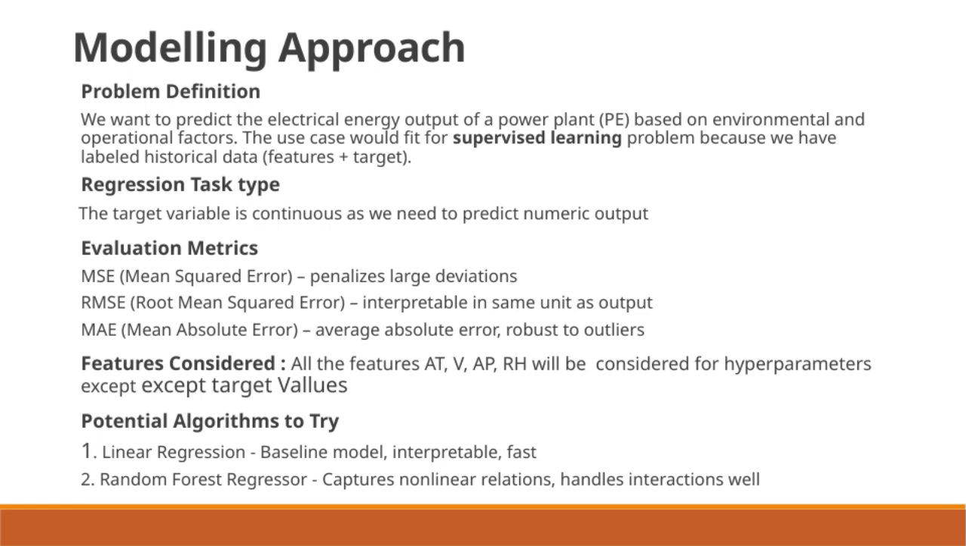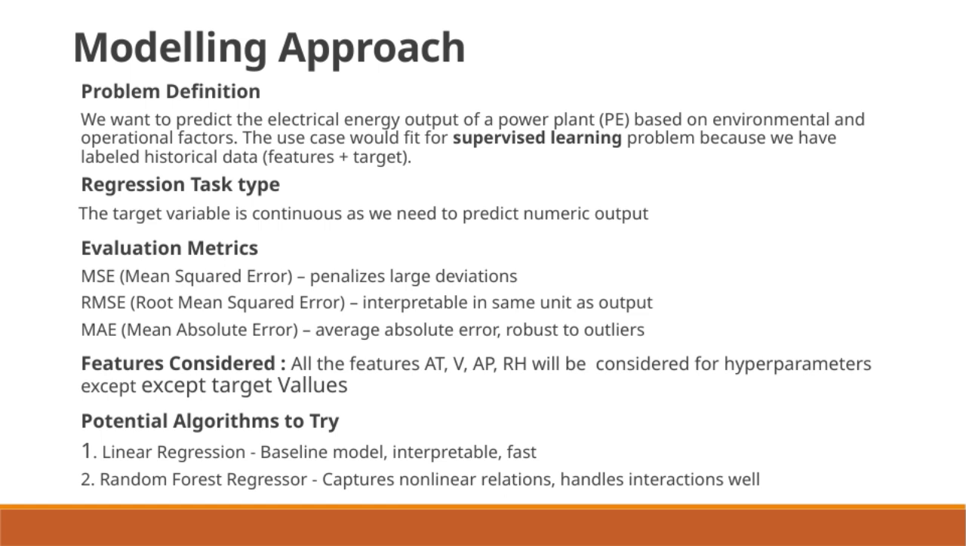When it comes to evaluating how well our models perform, we'll use some common metrics. The mean squared error, or MSE, is useful because it heavily penalizes large errors, encouraging our model to be precise. The root mean squared error, or RMSE, is simply the square root of MSE and has the advantage of being in the same units as the output, making it easier to interpret. And then we have the mean absolute error, or MAE, which gives us the average absolute difference between predictions and actual values. It's also more robust to outliers, which can be helpful.